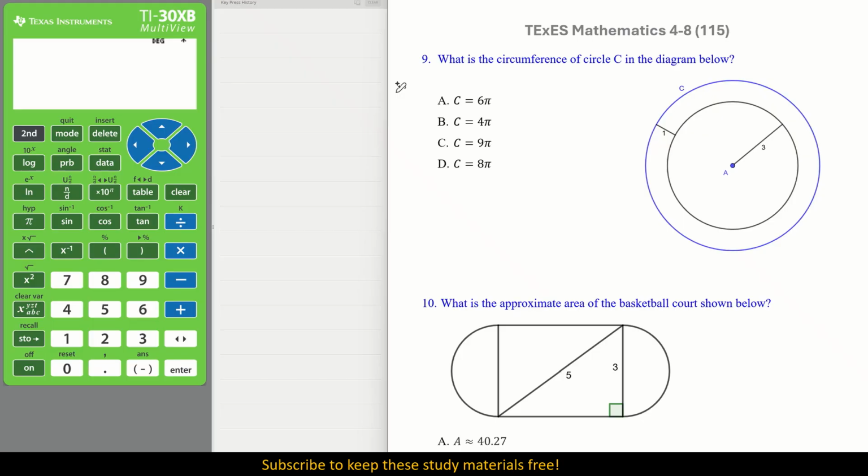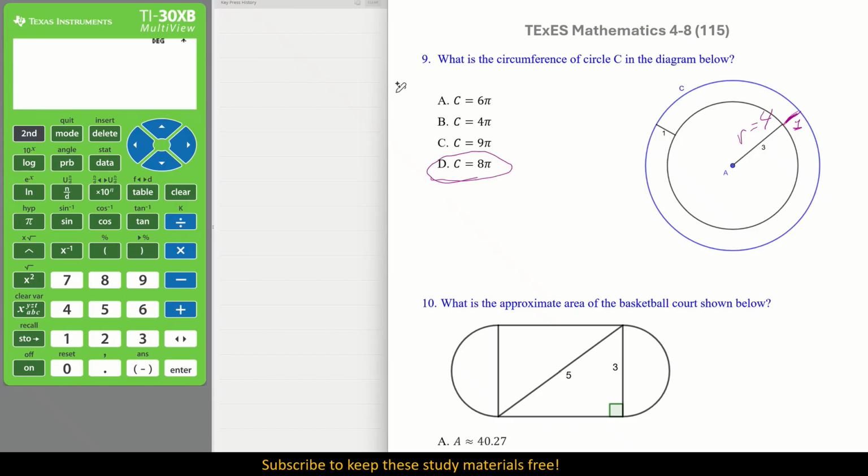Number 9, what is the circumference of circle C in the diagram below? Okay, well, that's the outer part. And all we need is diameter times pi. Well, everything in our ABCD options are in terms of pi. So all we need to do is figure out what the diameter is. Well, if we add this distance of 1 to the radius of 3, that gives us r equals 4, and 2 times that is 8. So this gives you option D.